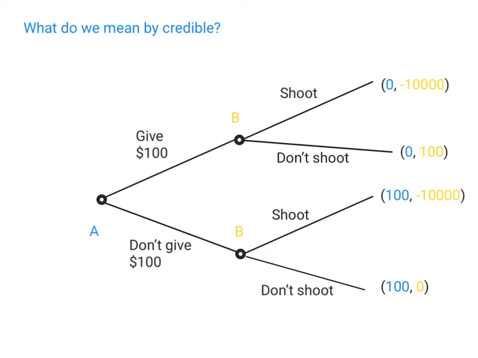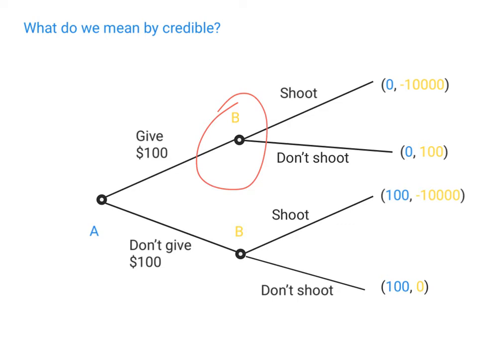Now, the best way to solve this game is we work backwards, which is really asking, well, what would B do in certain circumstances? And this is the same really as asking, is it credible for B to say, if you don't give me the money, I will shoot myself? Let's see. Well, let's suppose that we get to this node here. So let's suppose that A has given B the $100.